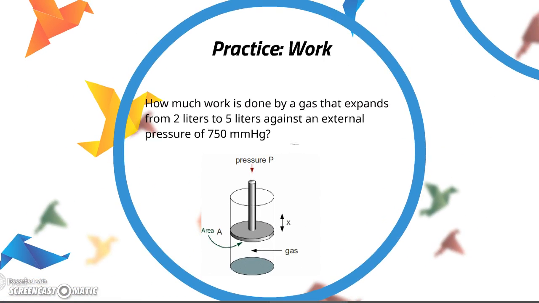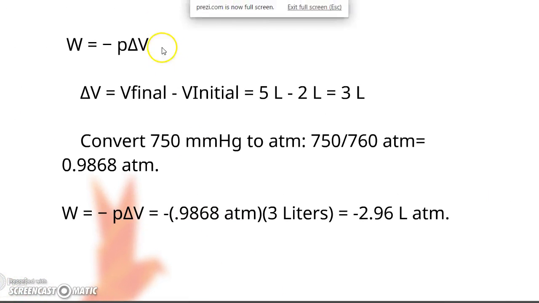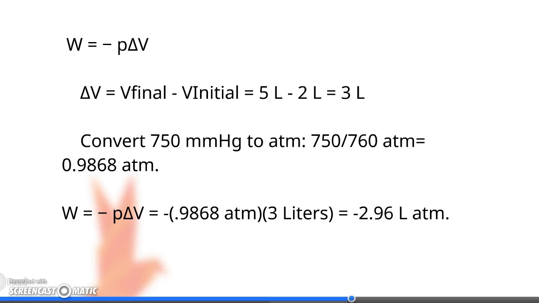Now we have our first practice problem with work, and we are looking for how much work the system does when it expands from 2 to 5 liters at a constant pressure. Now work should be a negative value here. We have our favorite formula: work is negative P delta V. So we're going to calculate delta V by saying it's the final minus the initial, or 5 minus 2, which gives you 3. In addition, you have to convert your millimeters of mercury to atmospheres. And once you have your pressure and your change in volume, you simply multiply them together, and you multiply them by -1, and you get negative 2.96 liter atmospheres.